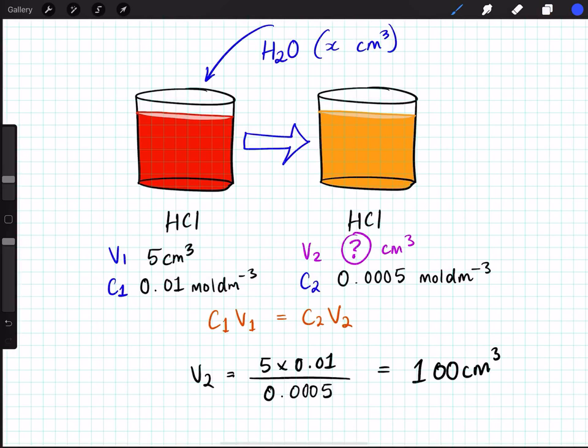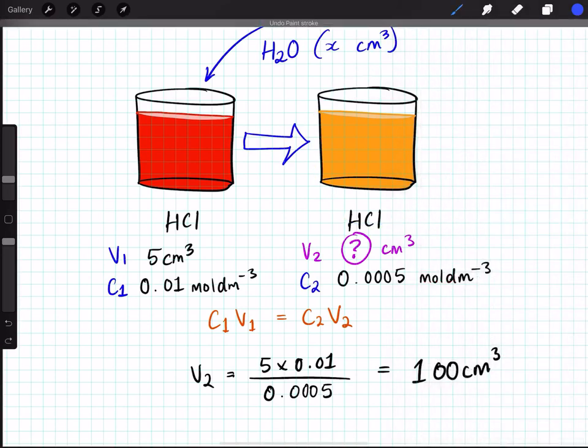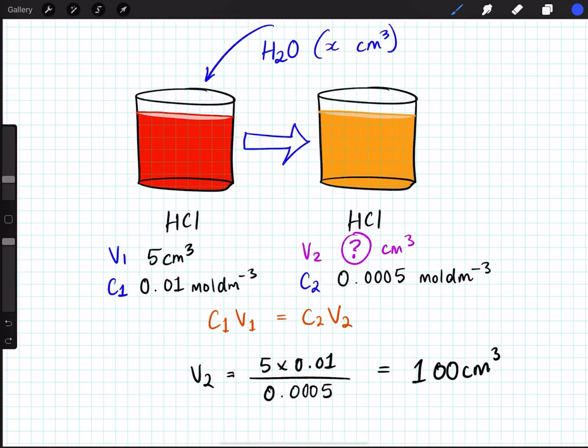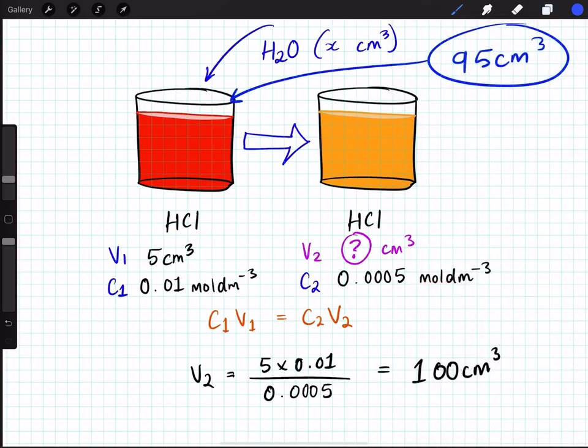So that means this solution, this orange one, the final one, has a volume of 100 centimeters cubed. The question is not asking what the volume is, it's asking how much water we add to the red one to get to this final one. Now it's already got 5 centimeters cubed, so to get to 100, all we have to do is add 95 more.